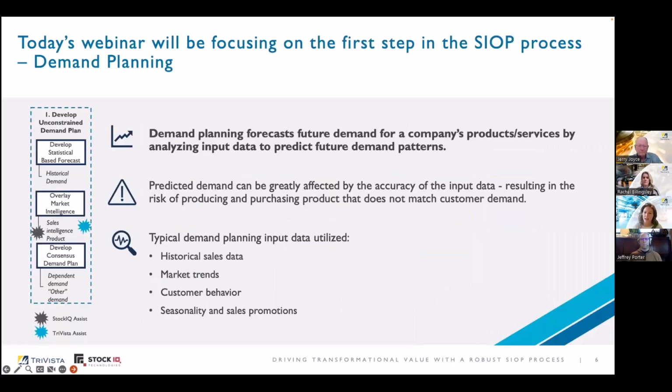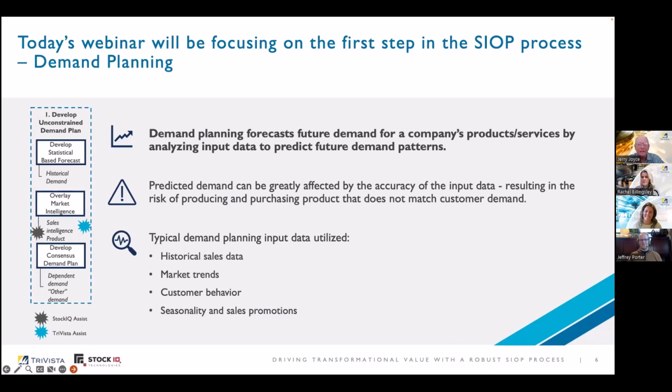Thank you, Rachel. As she just mentioned, we're going to dive into demand planning today. Simply put, demand planning forecasts future demand by analyzing input data and then predicting future demand patterns. These inputs include historical demand with an overlay of market intelligence from sales and products.